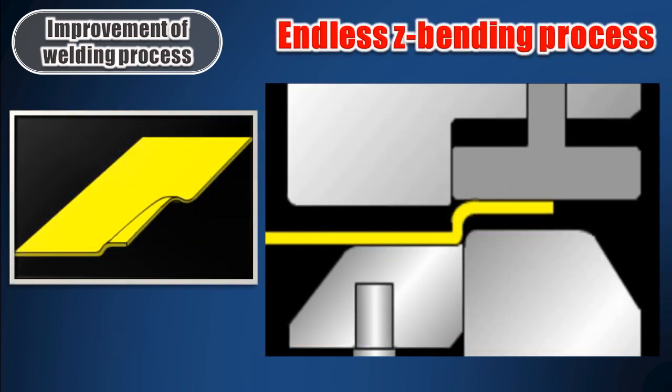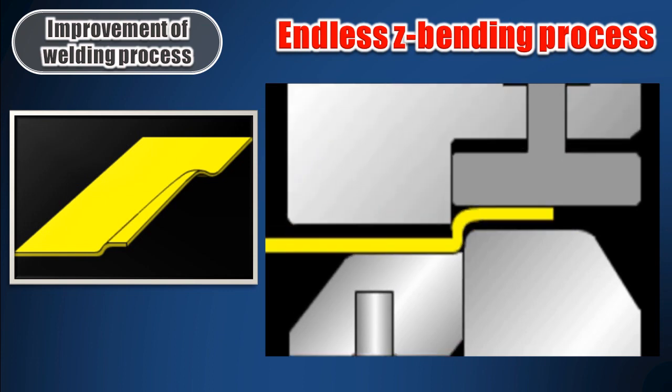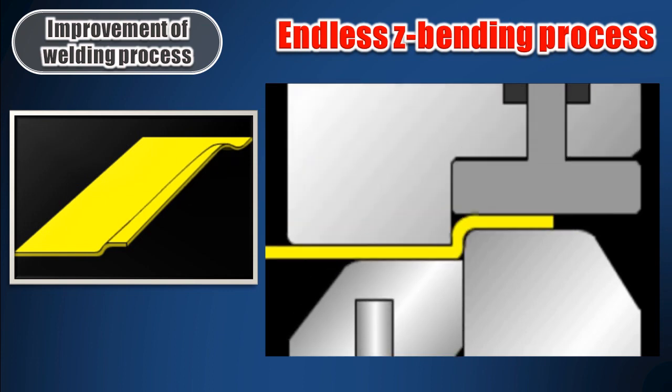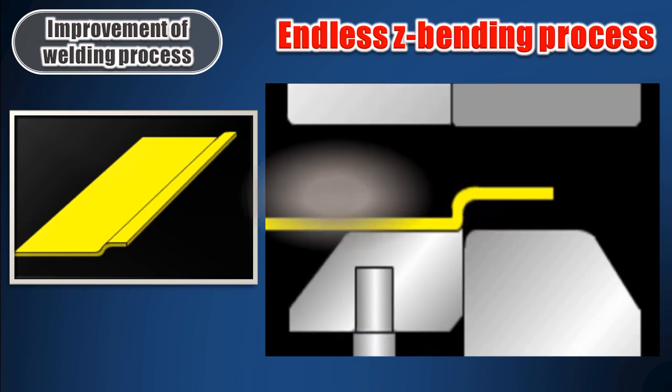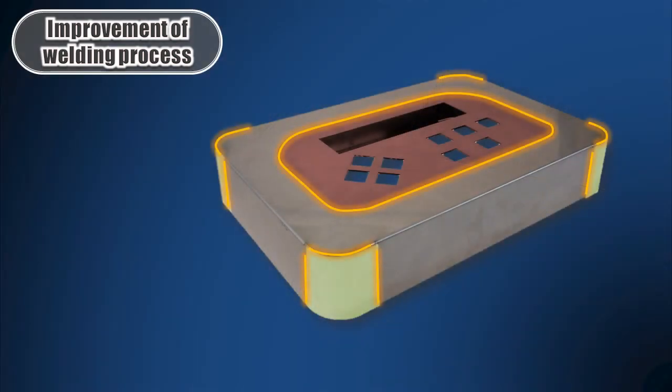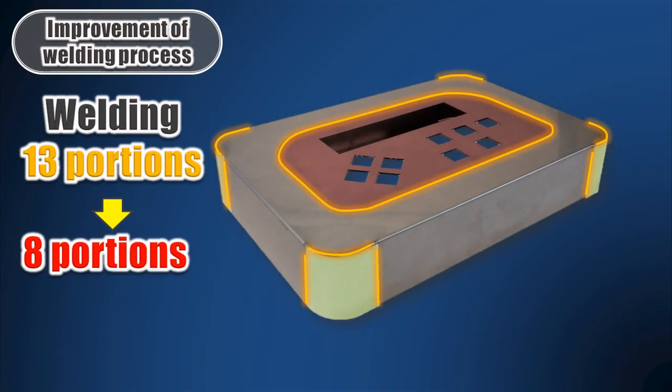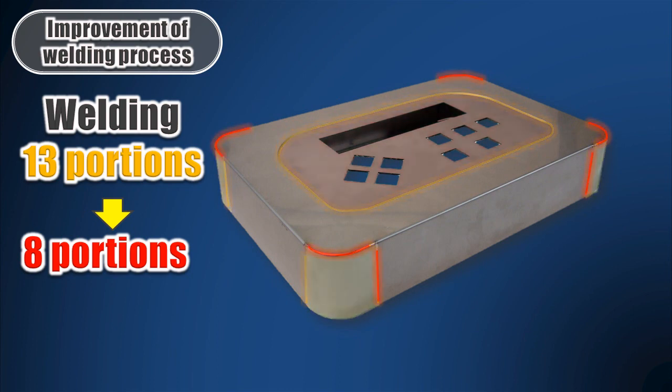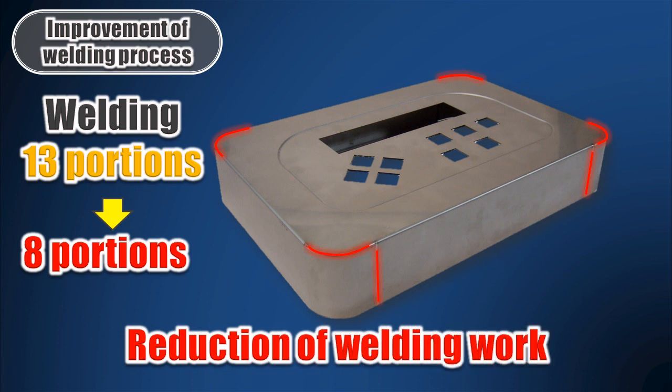Endless Z-bends make level differences by feeding pitch. A variety of shapes can be made depending on the program. As a result, the weld sections are reduced from 13 to 8. Furthermore, the position of parts for welding are also reduced, so we can expect significant lead time reduction.